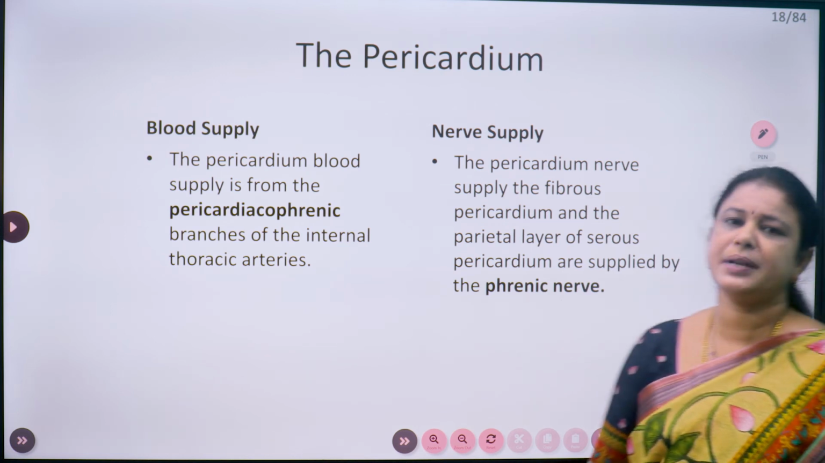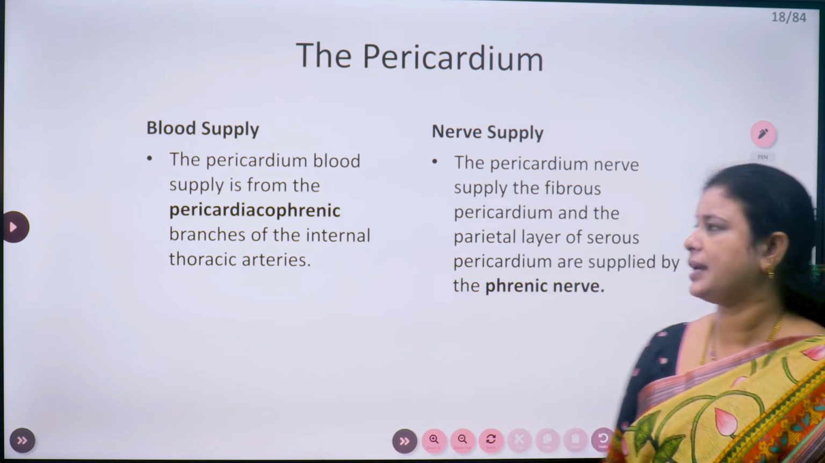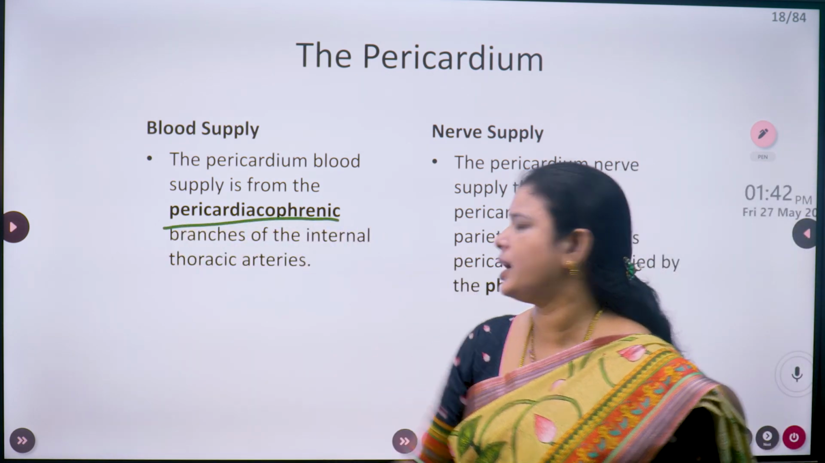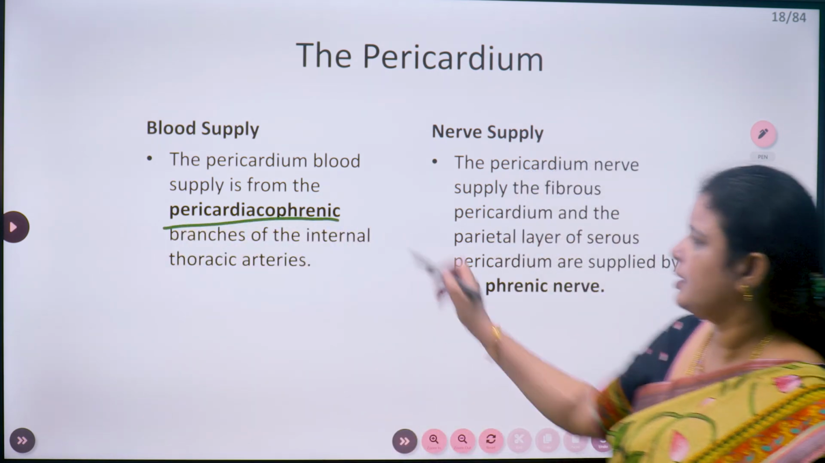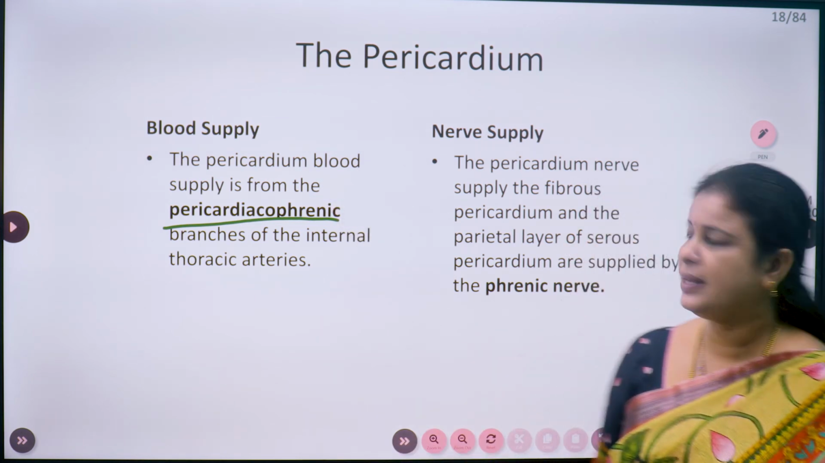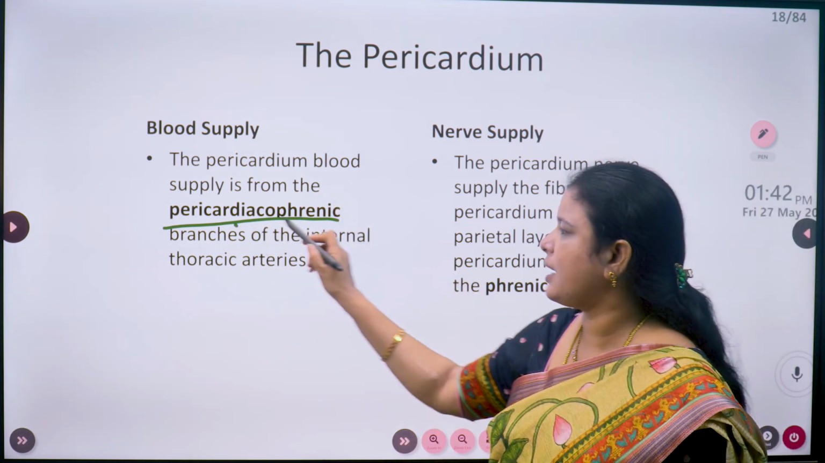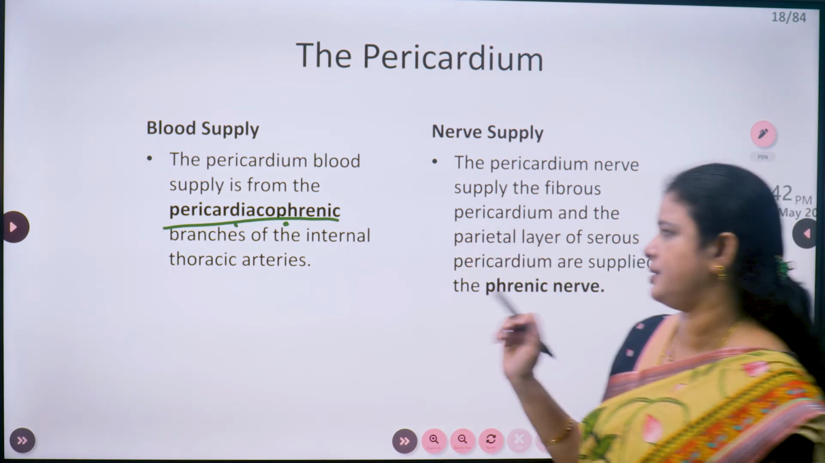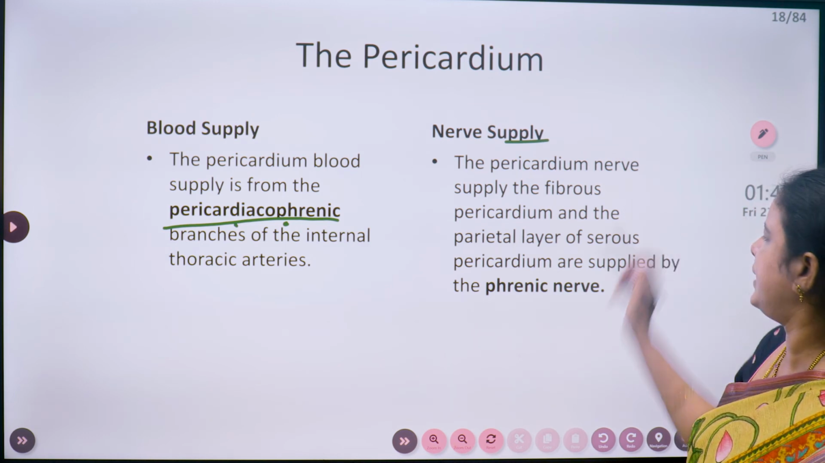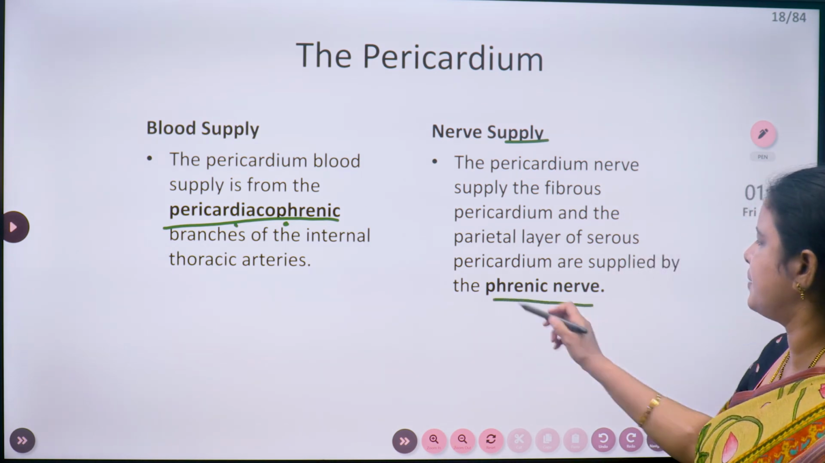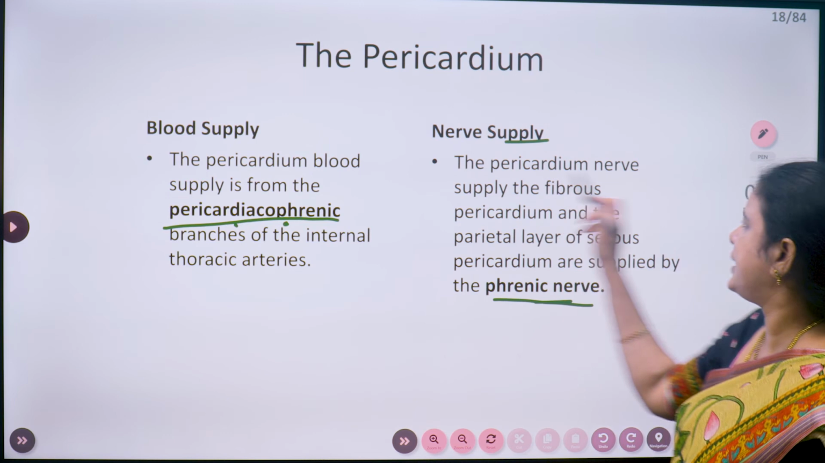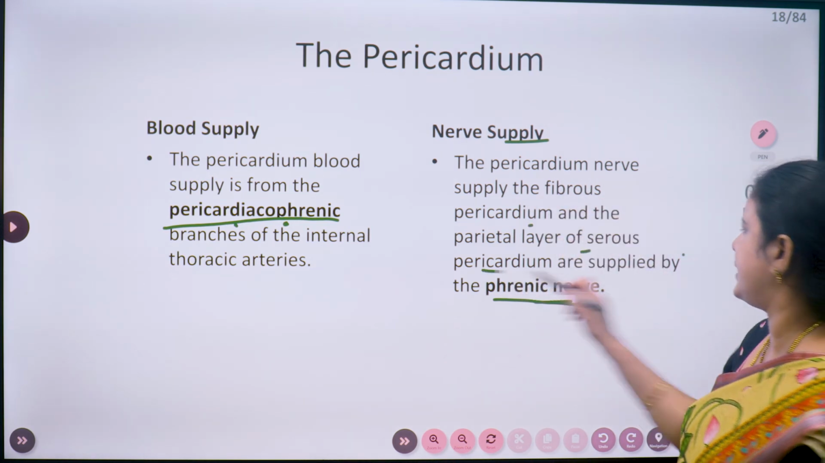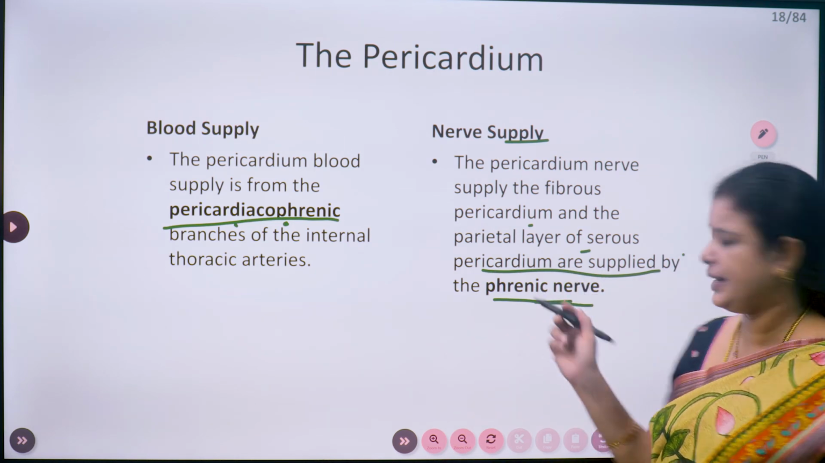Next, blood supply to the pericardium. The pericardium is supplied mainly by the pericardiacophrenic branches from the internal thoracic arteries. Nerve supply is by the phrenic nerve. The fibrous pericardium and the parietal layer of the serous pericardium are supplied by the phrenic nerve.